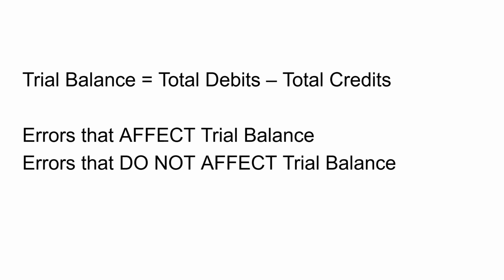Errors that affect trial balance, errors that do not affect trial balance. First, we divide errors into just two groups. One group changes debit or credit totals, the other group does not change totals. This one step alone removes 50% of confusion.